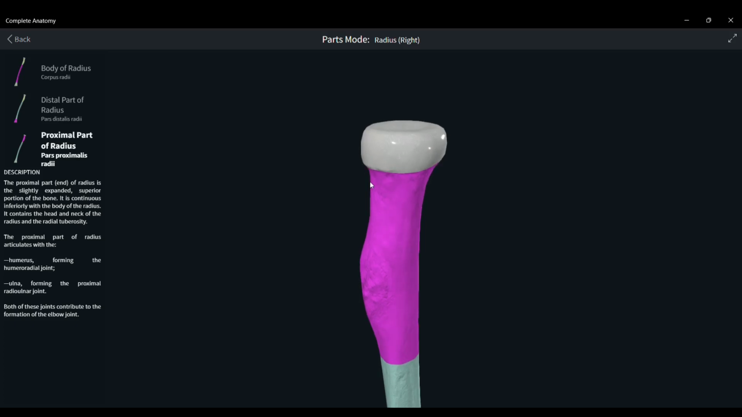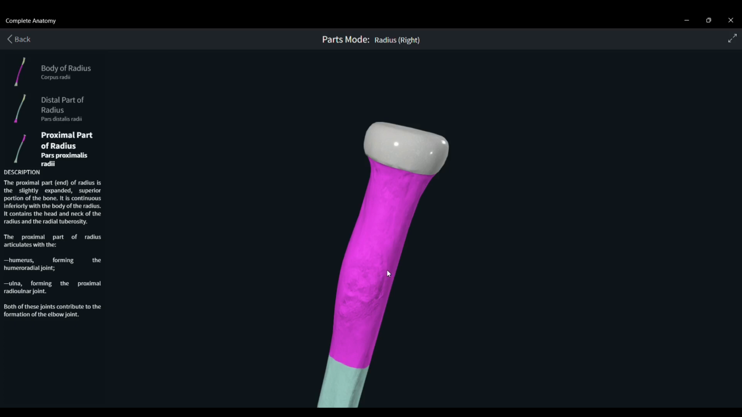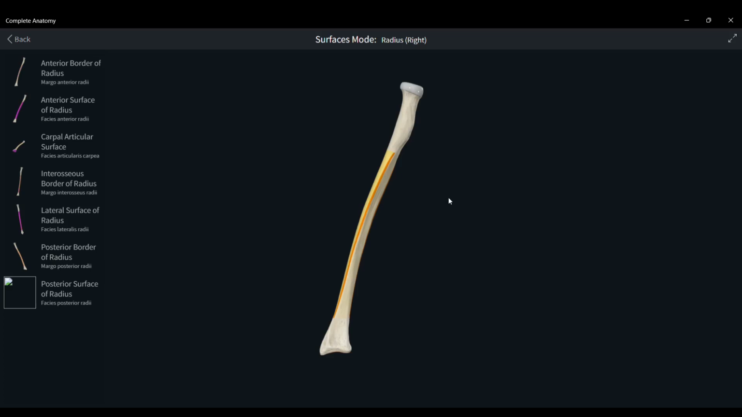Beneath the head is the slender collum radii, the neck of the bone. On the anteromedial surface below it is a rounded roughness, the tuberositas radii, where the tendon of the biceps muscle attaches. Now let's review the longitudinal borders and surfaces of the radius.